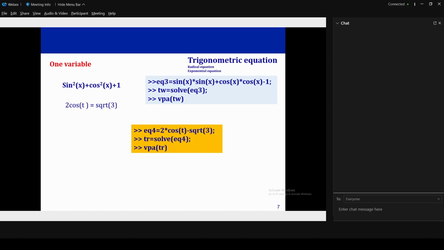Here on the screen, I am showing you one equation: sine square x plus cos square x minus 1 is equal to 0, or basically sine square x plus cos square x is equal to 1. Plus is not the correct sign. So how do we solve this? These equations we can solve in a similar fashion, the way we solved using the solve command. So I'm going to solve it using Matlab.